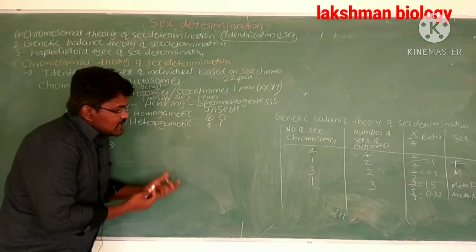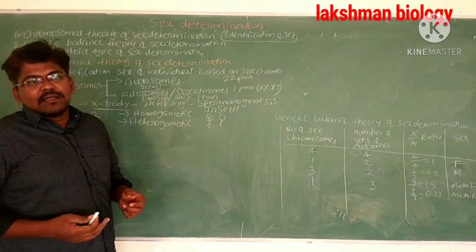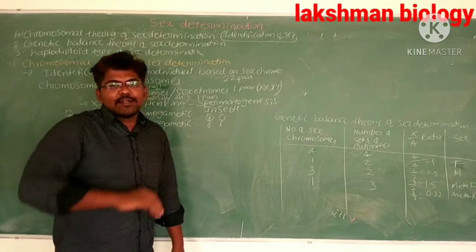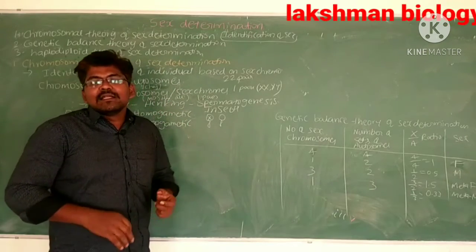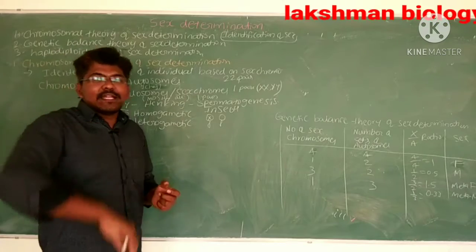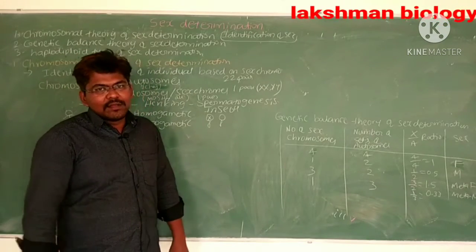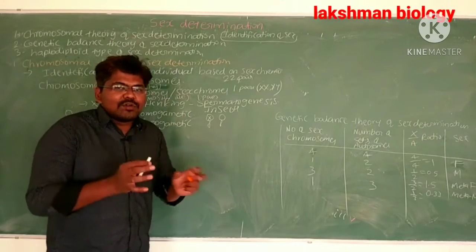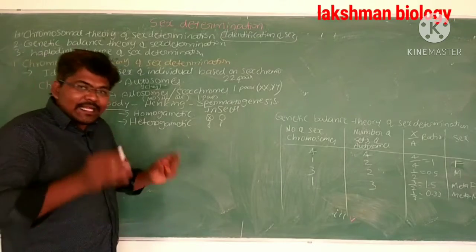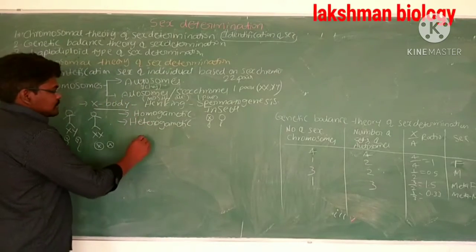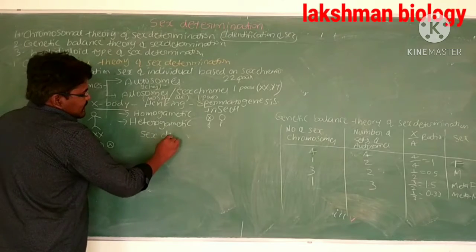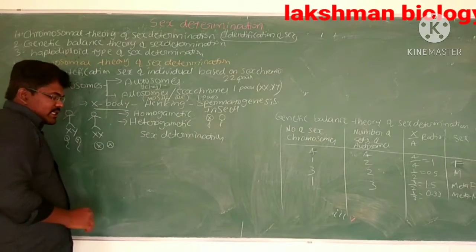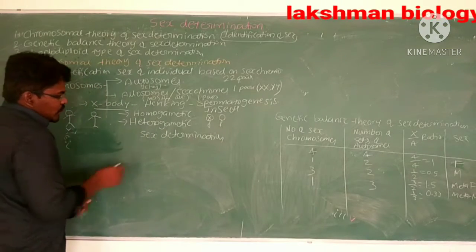But in other animals, the female may be heterogamatic and the male homogamatic. Based on that, the chromosomal theory of sex determination is divided into two types.